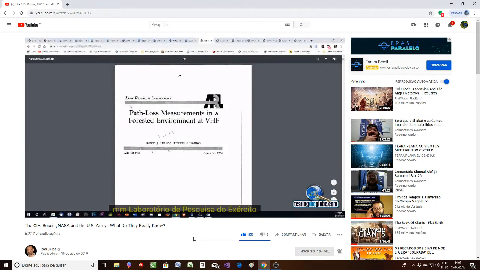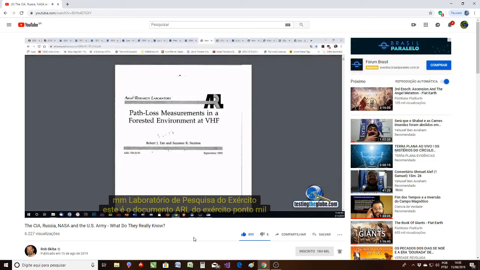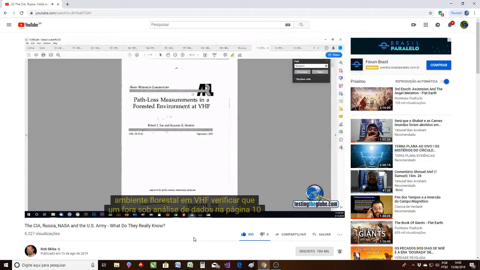2000, Army Research Laboratory. This is an arl.army.mil document here. Path loss measurements in a forested environment at VHF. Let's check that one out.